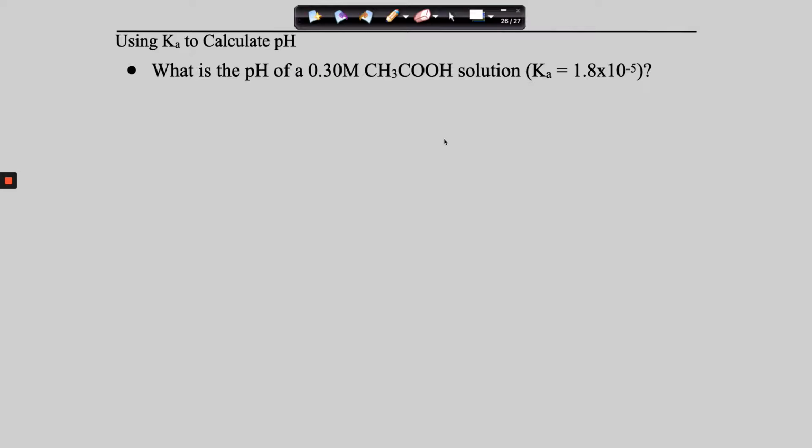Okay, guys, we're going to solve this seemingly simple question. What is the pH of a 0.3 molar vinegar solution? If you want to write it down, you can, but we're going to solve it together. Guys, what is the pH of a 0.3 molar vinegar solution? Now, guys, first of all, notice the information that you're given. What else are you given?